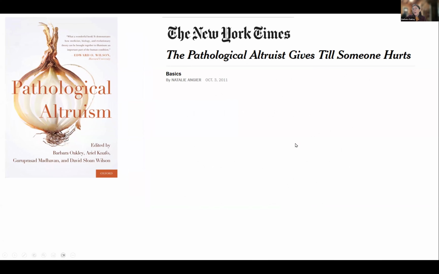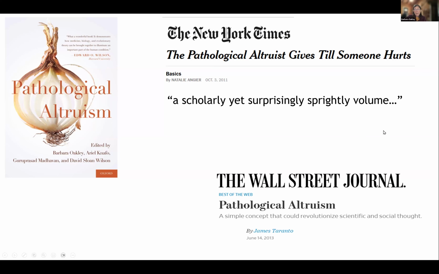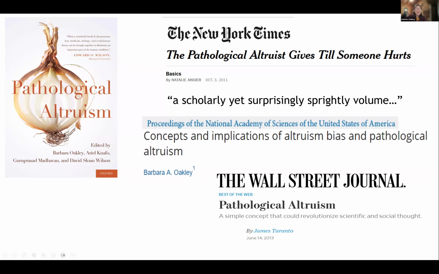And to our surprise, I think, this book got a wonderful write-up in the New York Times, which generally never writes up an edited academic volume. And they gave just a really nice write-up, Natalie Angier. And she called it a scholarly yet surprisingly sprightly volume. And then it was also written up in the Wall Street Journal. And then there was an invitation to write an article for the Proceedings of the National Academy of Sciences. And that also was well received. In fact, giving a talk for the National Academy of Sciences on pathological altruism is how I met Terry Sejnowski, who, for those of you from Learning How to Learn, is my co-instructor.